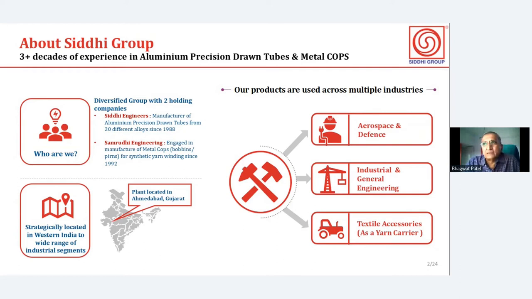One of them is pneumatic cylinder tubes. In the other vertical, we manufacture cops and bobbins that are used for winding yarns, and that too specifically on the draw twisting machines, where we supply these products all over the world, in more than 30 countries. Our main markets are Europe, USA, Latin America, and Southeast Asia, and Israel is also one of our major customers.